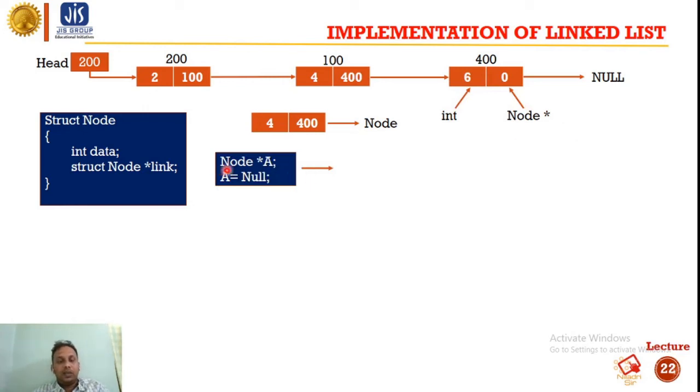Here we have written node pointer a equals NULL. That means this has been created, so we can say that the head has been created. a is a variable whose type is node pointer, and it contains NULL. That means it does not contain any value.